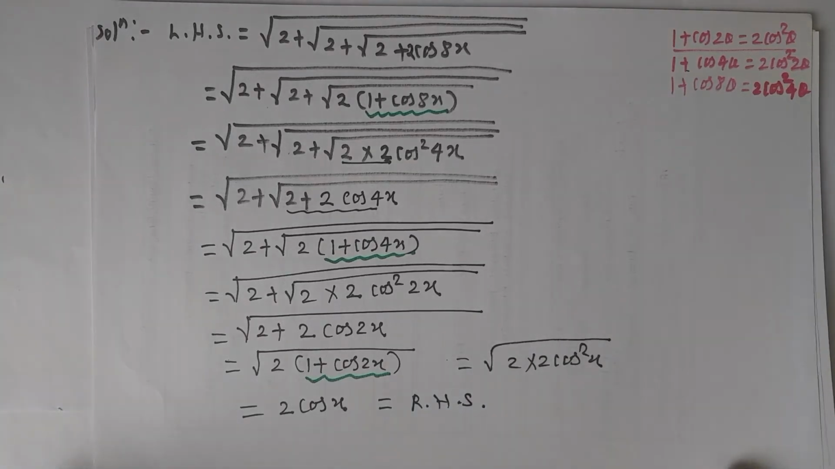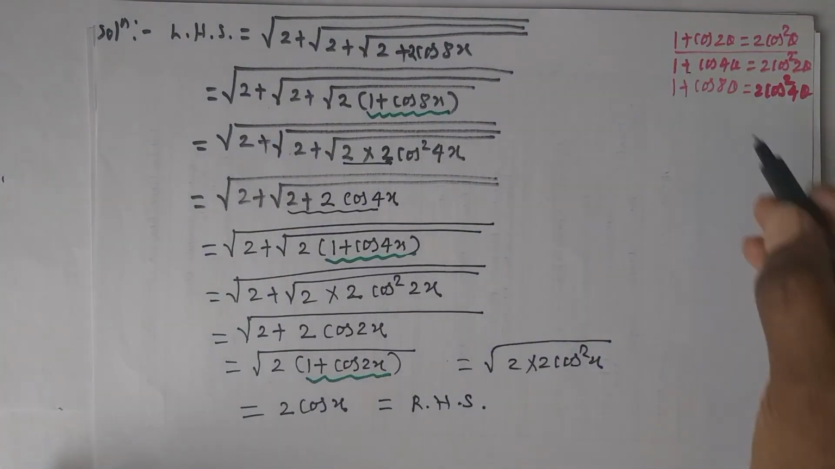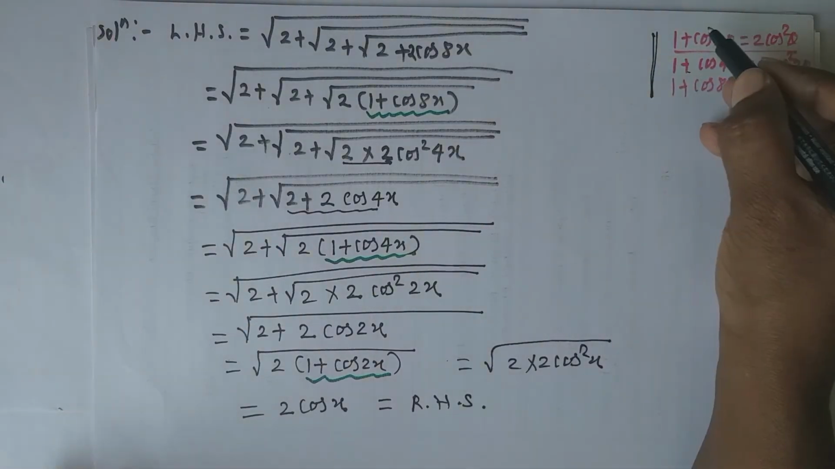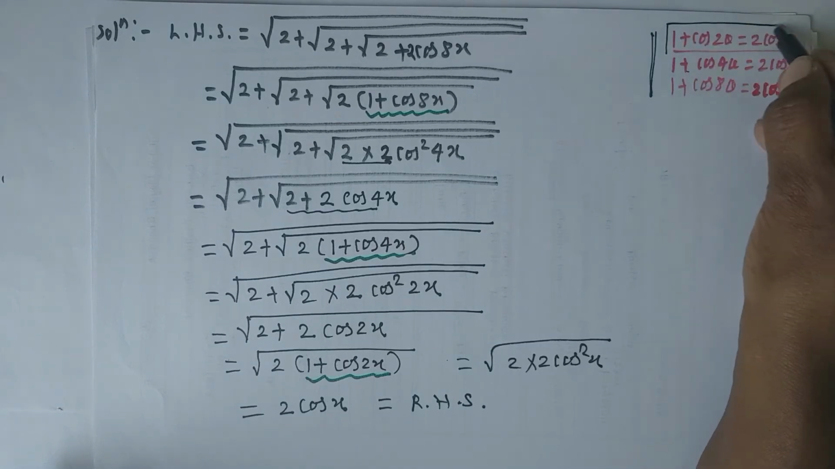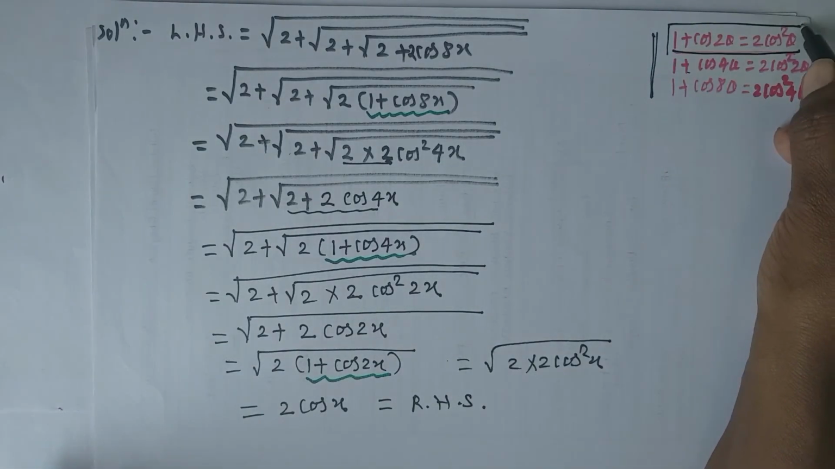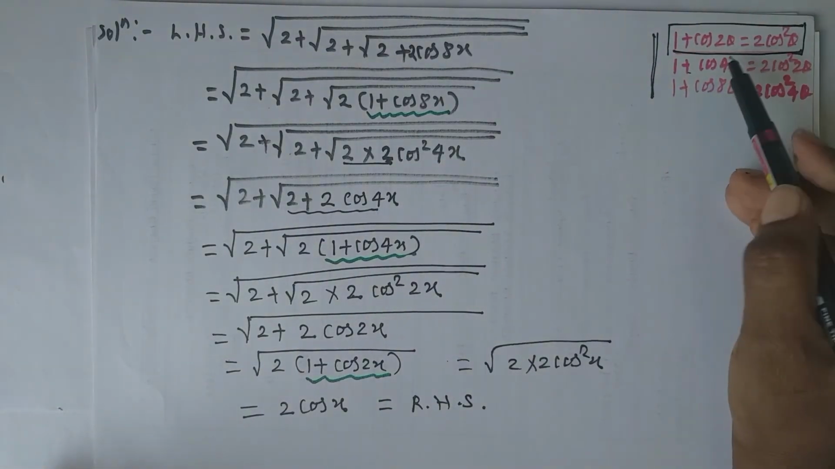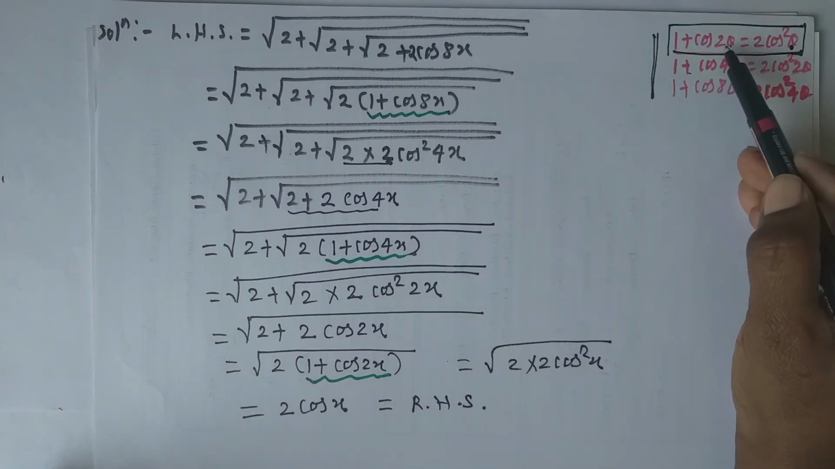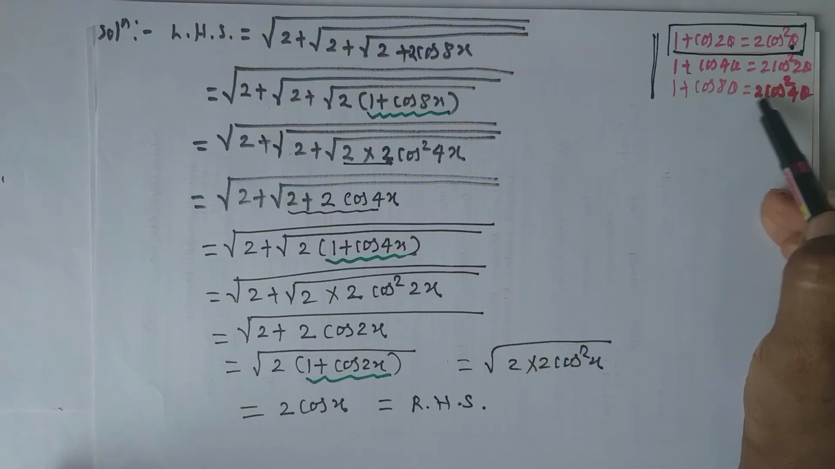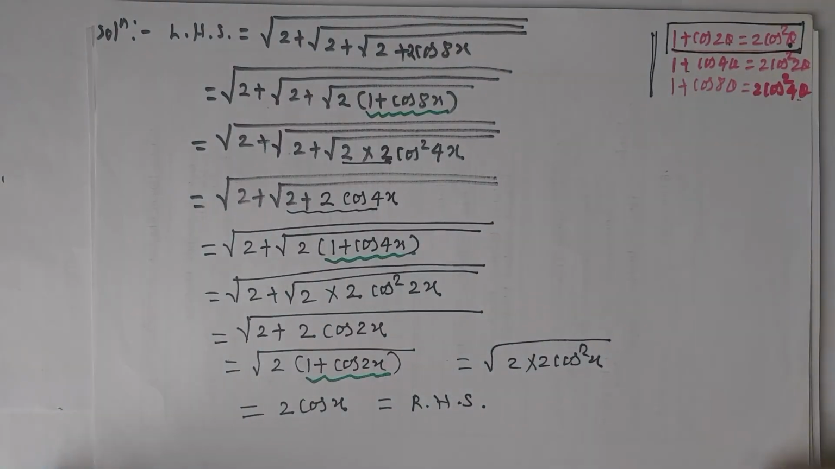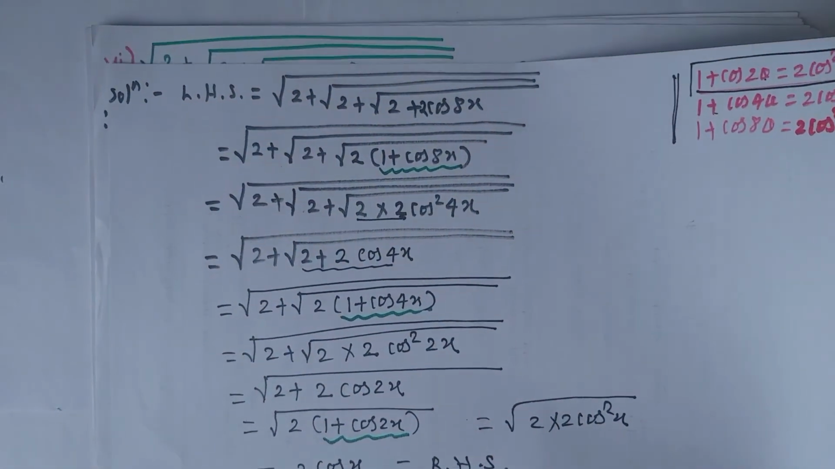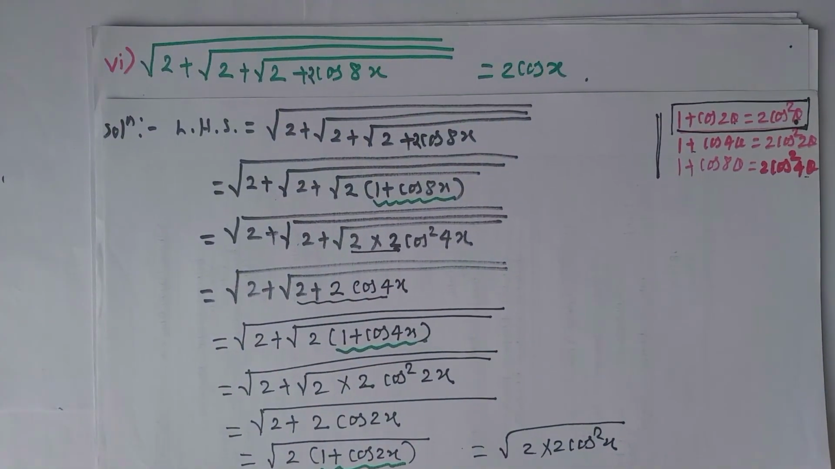In this way, such type of problem is very simple if you know these formulae. This is your basic formula: 1 plus cos 2 theta is equal to 2 cos square theta. You remember the principle: if here is angle 2 theta, here is the half angle. If here is 2 theta, theta; 4 theta, 2 theta, it's half angle. Use this and go on removing the innermost square root. Go on removing the square roots one by one. You will get the result.